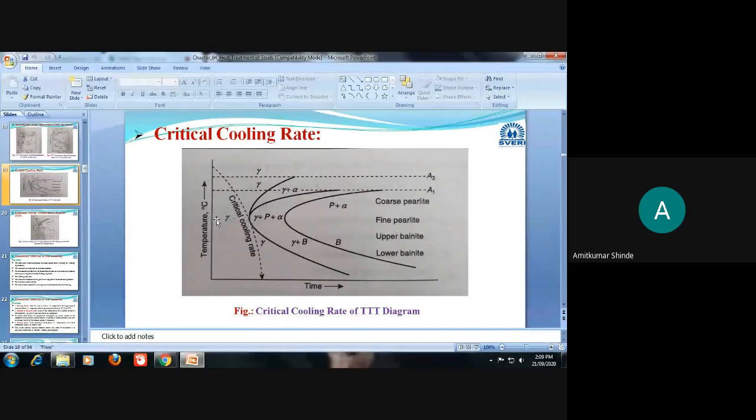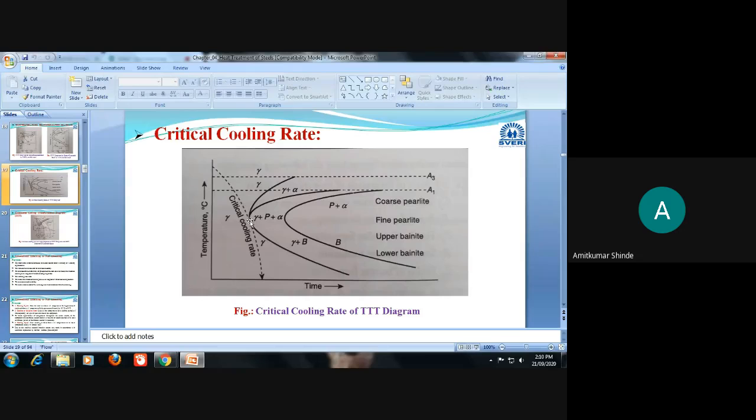When this distance is very less, it means a very high critical cooling rate is required, meaning you have to cool that steel very rapidly to transform austenite to martensite. Then hardenability is very less. This case is there in low carbon steel. Critical cooling rate is very high, meaning you have to cool it very rapidly to get martensite. That's why their hardenability is very less.